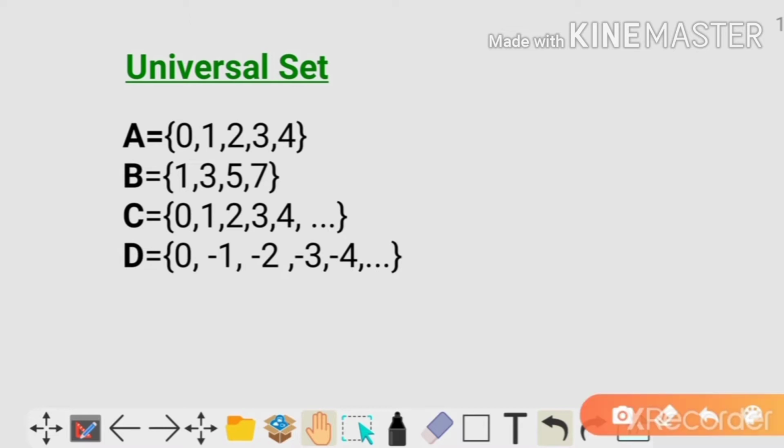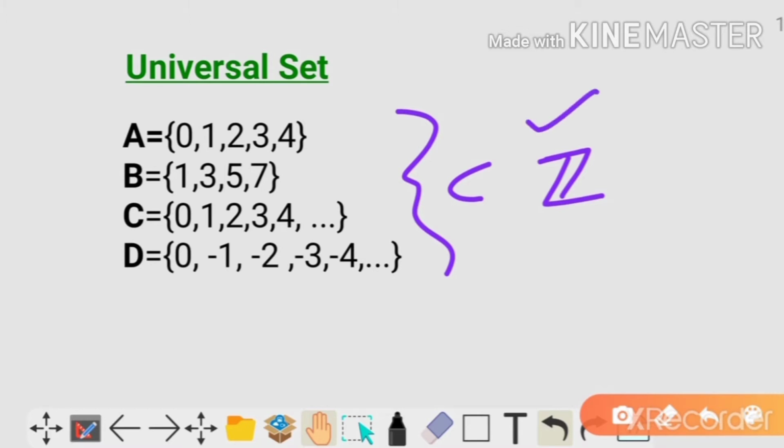Now we will talk about the universal set. Here I have taken 4 sets A, B, C, D. 2 finite sets and 2 infinite sets. But if you look at the elements of these 4 sets, all the elements are integers. So these 4 sets are actually subsets of the set of integers, which is denoted by Z. I have told you in the previous part. If you haven't seen that, then please go and check out the link in the description box. So these 4 sets are subsets of Z. So here Z is the universal set for all these sets.